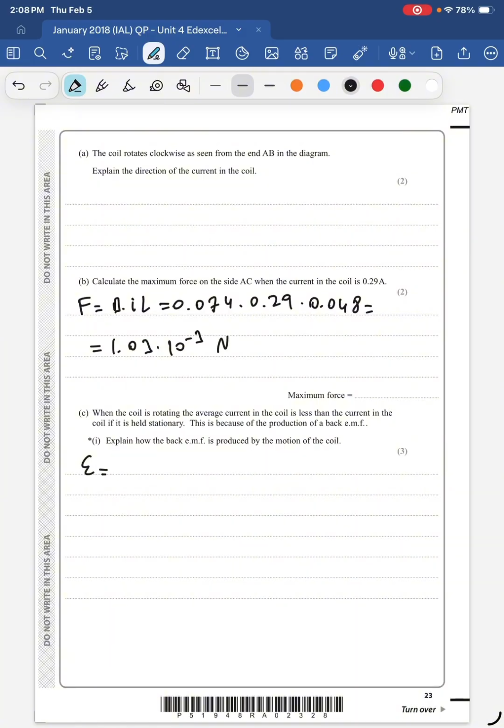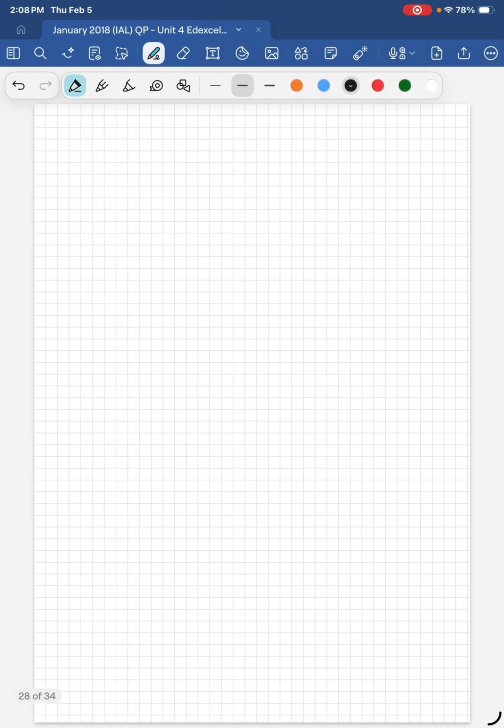The EMF is minus N, the number of coils, times delta phi over delta t, and delta phi is delta B times A over delta t. And B is constant, so eventually we have minus N B delta A over delta t. So the change in cross-sectional area is what creates EMF. I will need a clean page to write the answer.